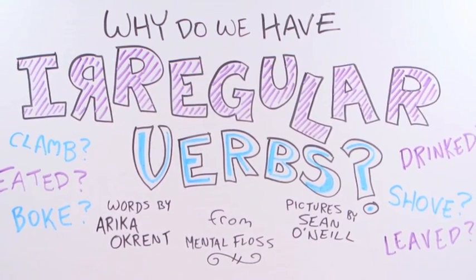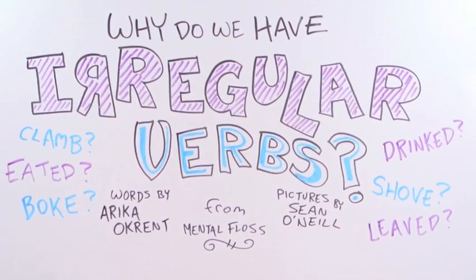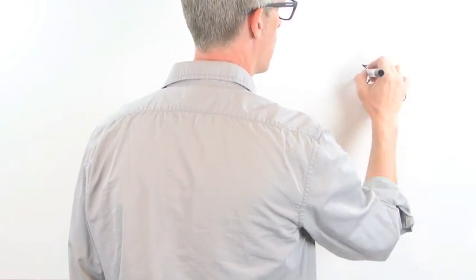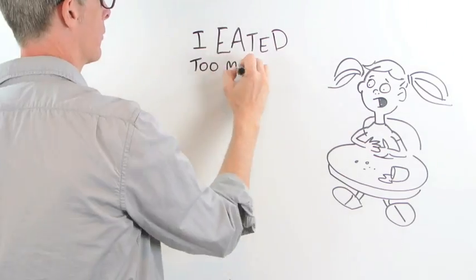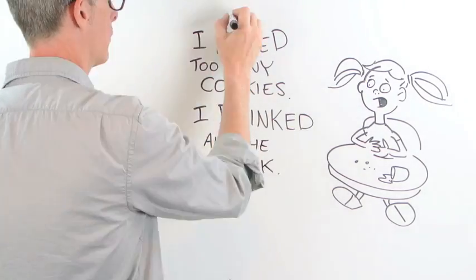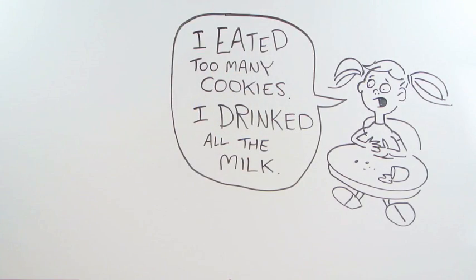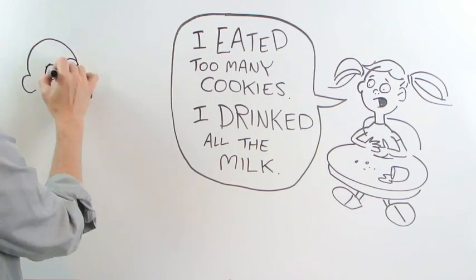Why do we have irregular verbs? Little kids have the right idea. At a certain point in their language development, they make mistakes that, when you think about it, are perfectly reasonable. In fact, a lot more reasonable than the messy, irregular system they're supposed to be acquiring.